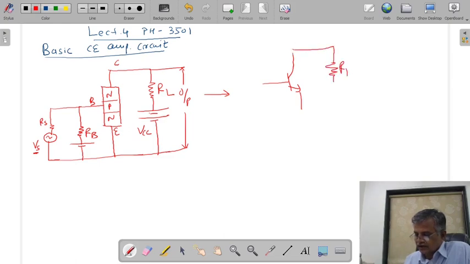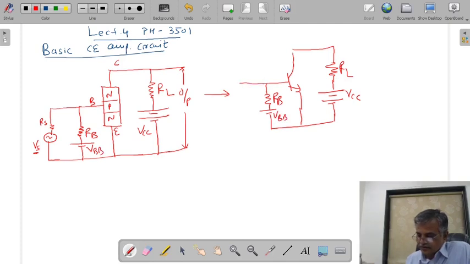This is your DC supply. Here it is your RB. Here it is your bias voltage, which we generally write as VBB. Here there is no external connection. The only extra connection is this signal. Let's discuss this. Here is your output.